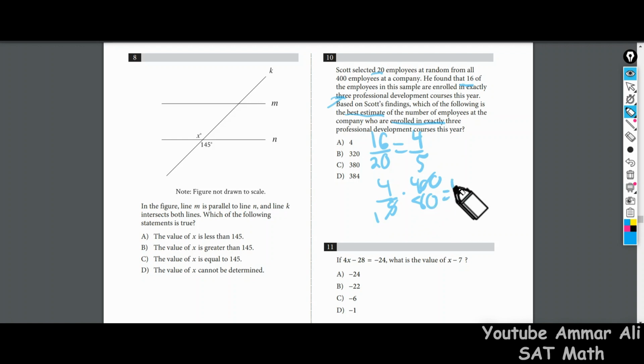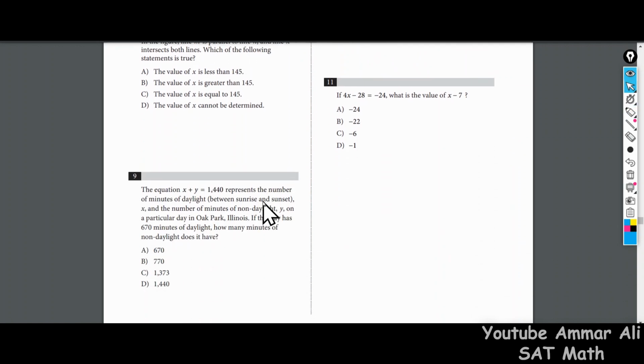So that's 80. This is the same as 4 times 80, which is 4 times 8 is 32, and then keep that extra 0, so we get 320. It looks kind of ugly, but there you go. That's how you do this one. You have to understand that they gave us a proportion, or probability, of how many are enrolled, and then you use that proportion on the entire population of employees to get your answer. Pretty straightforward. Don't feel discouraged if you didn't initially get it. You just have to keep practicing.